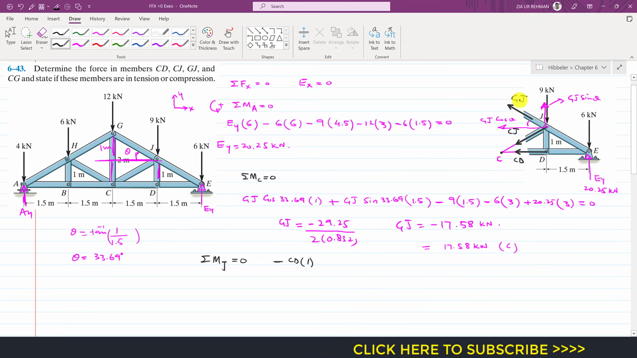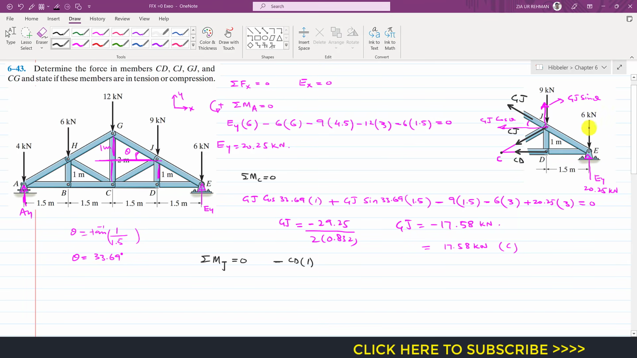As we can see, the lines of action of Gj and Cj pass through that point J, and the line of action of this 9 kilonewton force is also passing through point J, so they will not come into our equation. So we will have CD, this 6 kilonewton force, and this Ey in our equation.